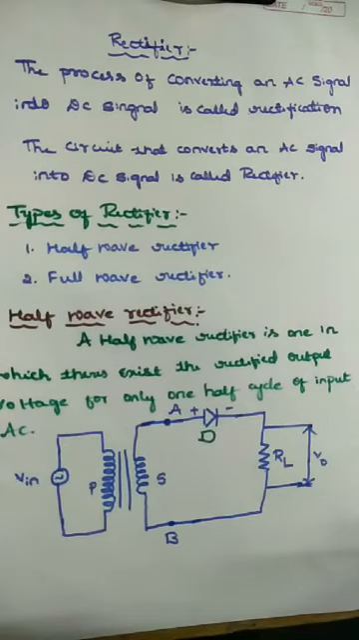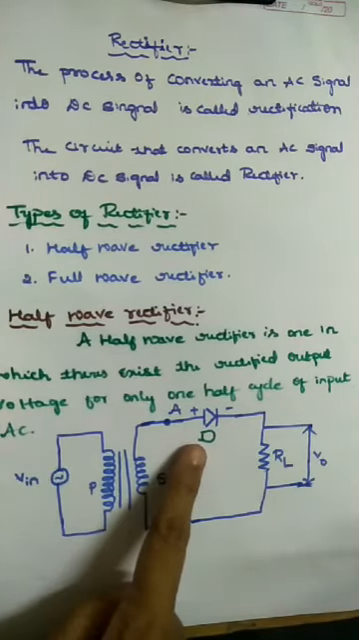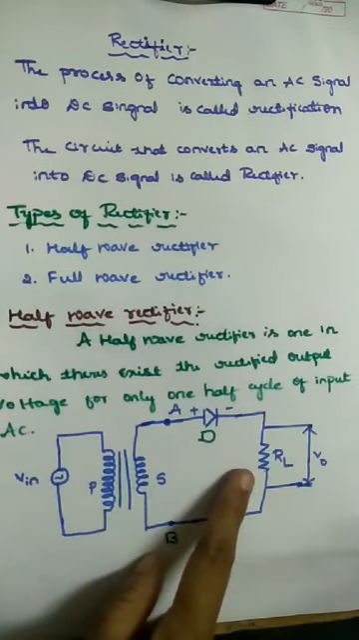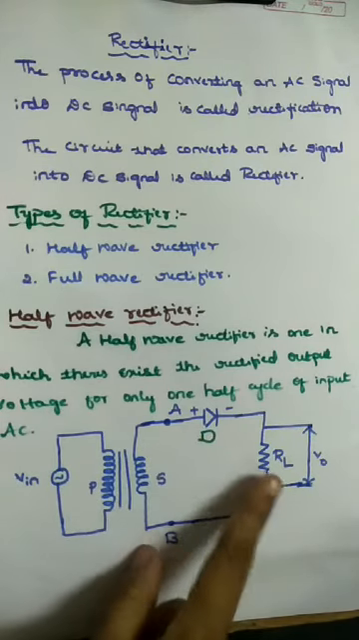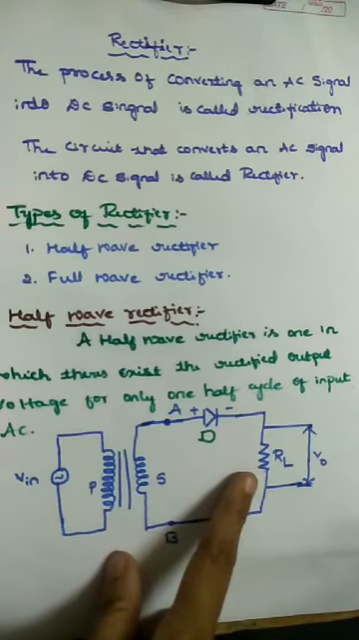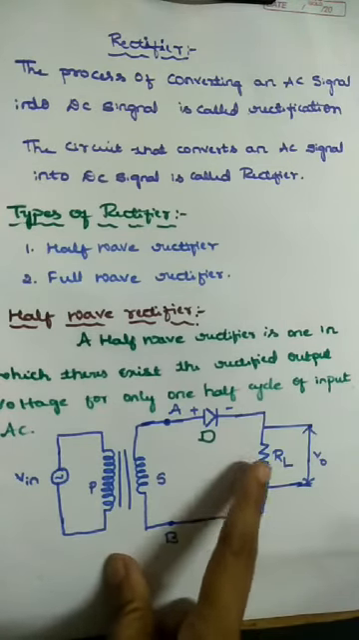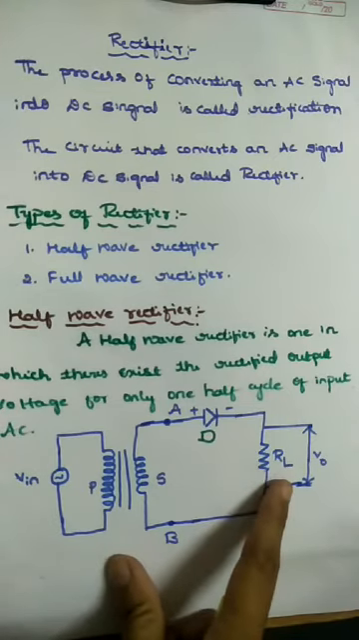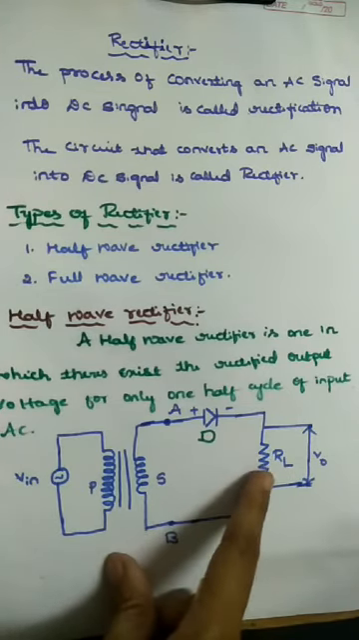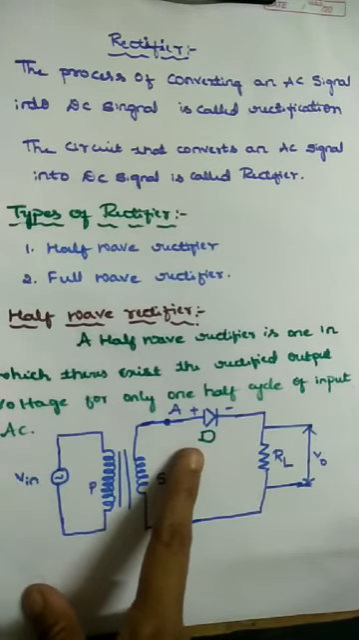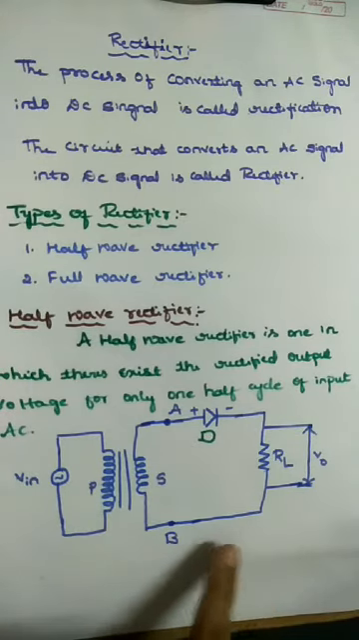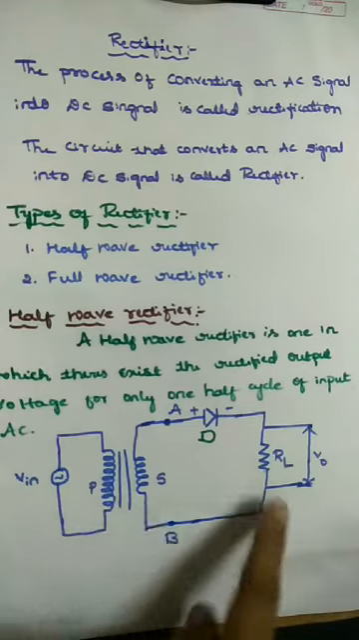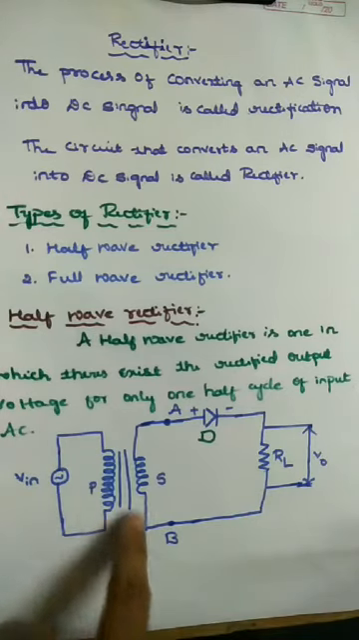In this circuit, the diode D is in series with a suitable load resistance. It is a series connection. The load resistance is denoted by RL. So RL is the load resistance and D represents the circuit diode, or you can also call it a semiconductor diode, which is connected to the secondary of the transformer.